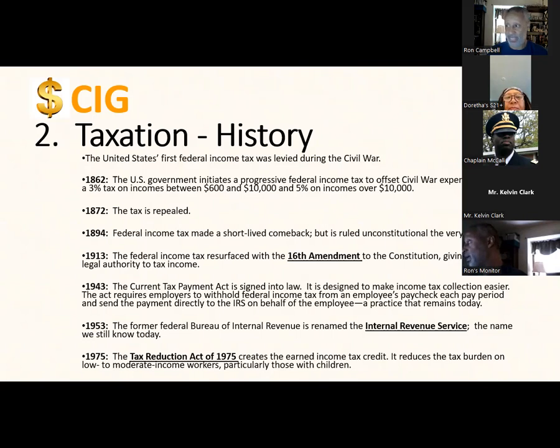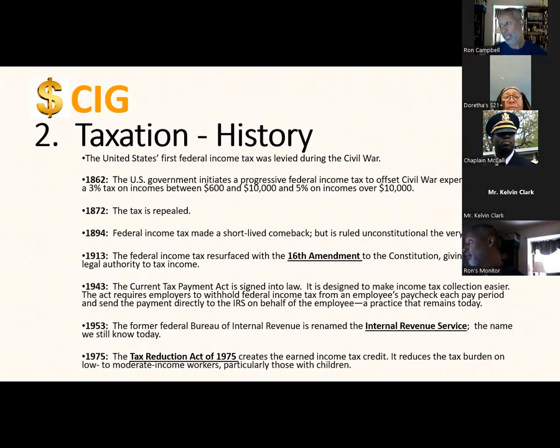In 1862, you had the taxes, and it was 3%. Can you believe that, guys and ladies? 3% in 1862 for $600 to $10,000, and then it was 5% after the first $10,000. And then 10 years later, once the war was over, guess what? It went away. Then they brought it back in 1884, but it was ruled unconstitutional.